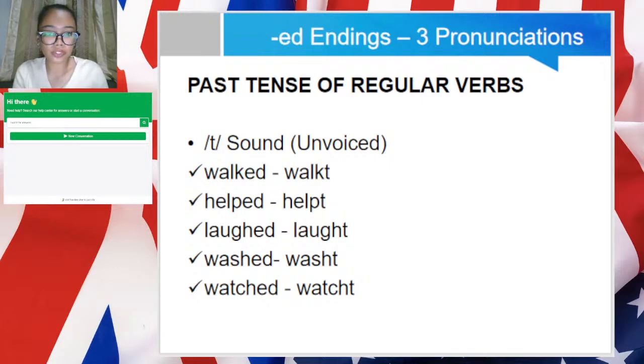The reason for this is just to sound smoother, because it sounds smoother if you put an unvoiced sound after another unvoiced sound. So that's why we have here a t sound for the verbs that have an ending sound that is considered unvoiced. That's it. Unvoiced plus unvoiced.